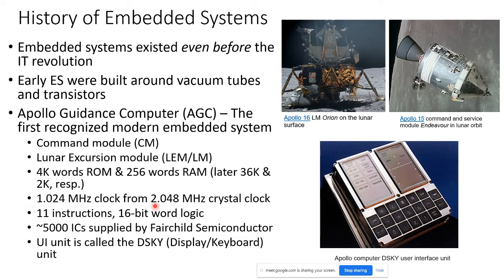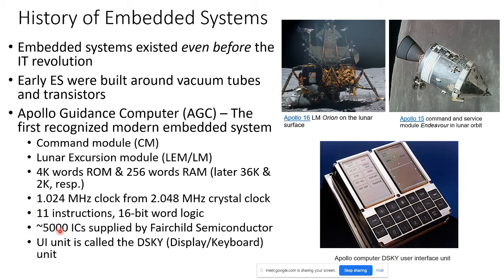which was derived from a 2 megahertz crystal clock. So that's the speed of your device right there. And it had a whopping 11 instructions, and this is a 16-bit processor. So that's about it. 11 instructions running at 1 megahertz, working on 4K words of ROM and 256 words of RAM. That's what took us to the moon.